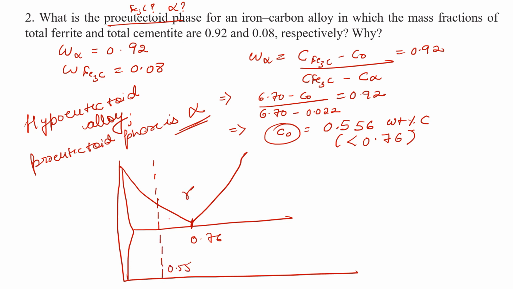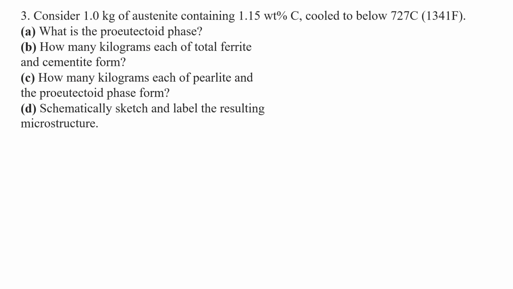So naturally, what proeutectoid phase will we be having? The question says what proeutectoid phase. So the answer is basically that the proeutectoid phase is nothing but alpha. Okay, so I hope this is clear. This is a hypoeutectoid alloy. All right. So moving on to the next question.